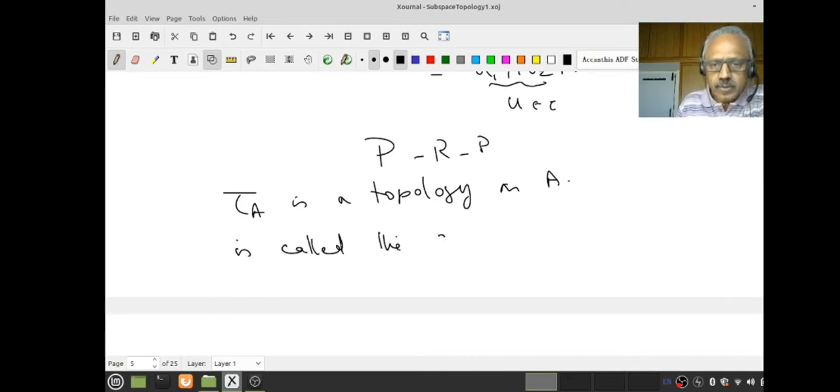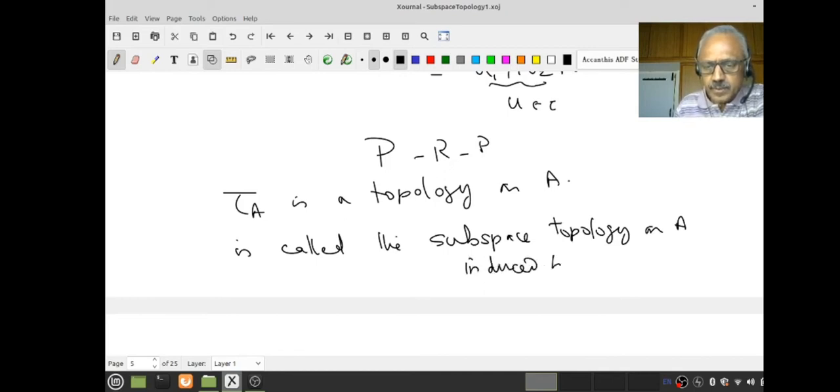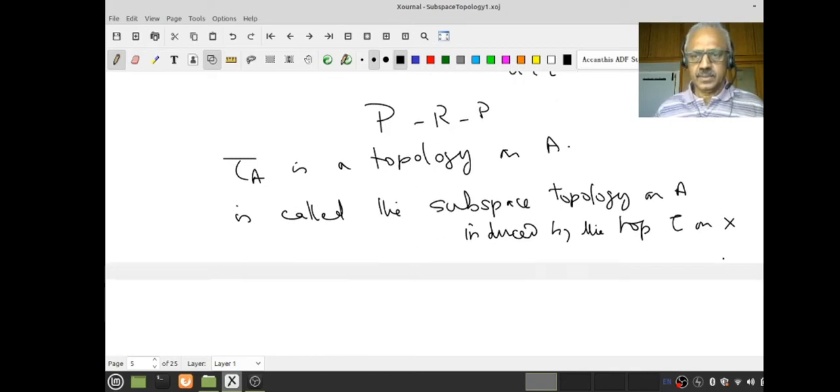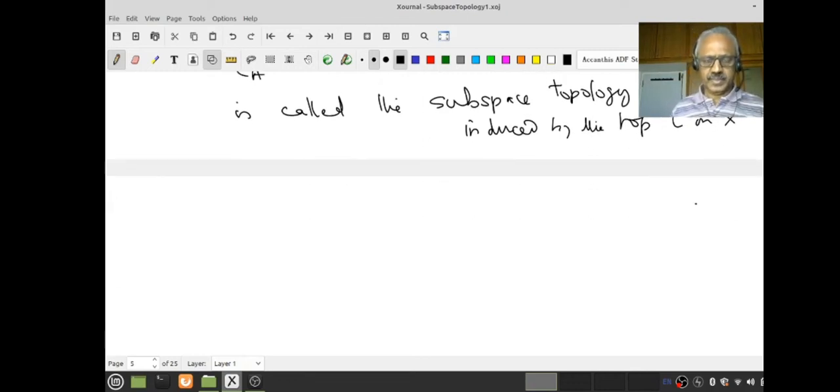This is called the subspace topology on A induced by the topology tau on X. Okay, so let us quickly look at some examples, then we will do that. We want to look at a lot of examples.